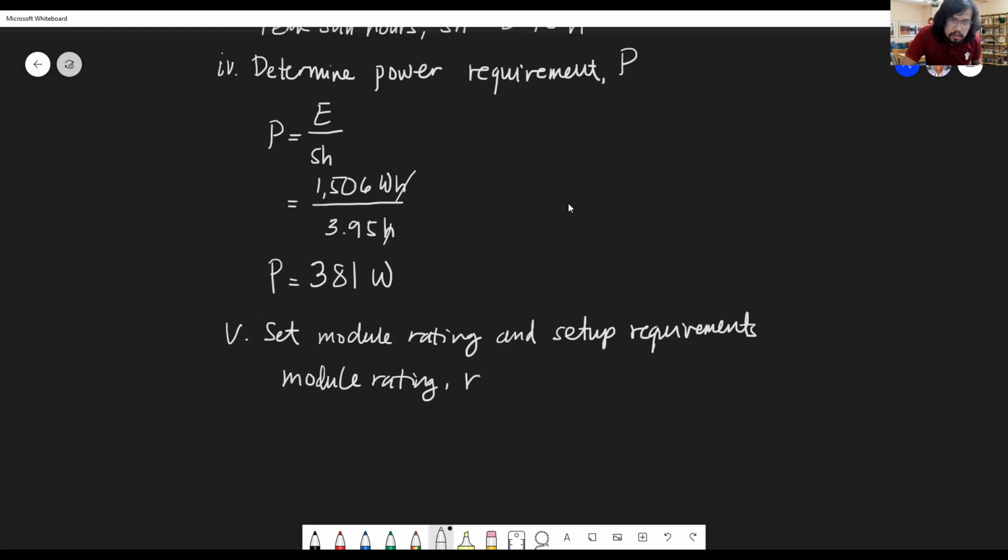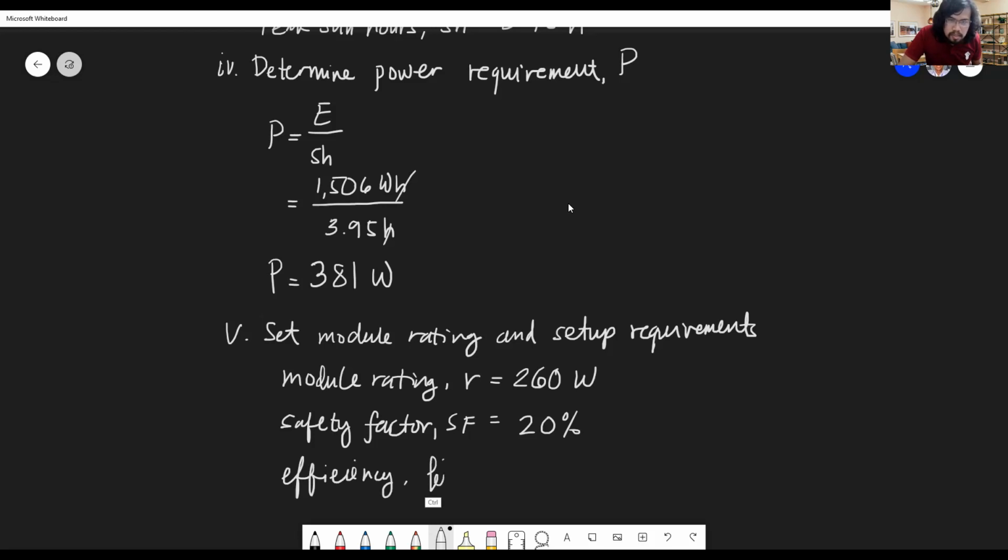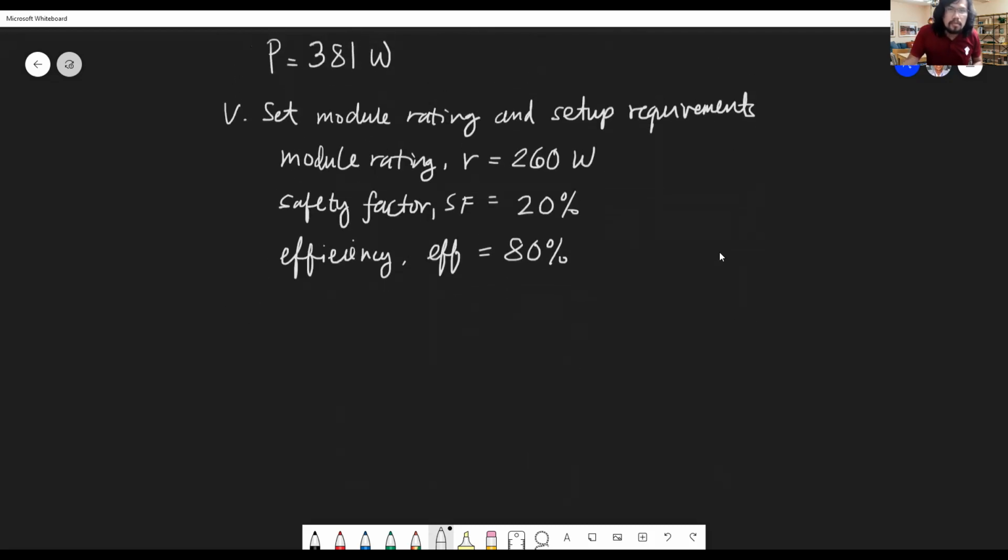We see that this is R equals, let's say one panel or one module is 260 watts. And then we identify a safety factor, SF equals 20%. And then the efficiency of the system, let's write it as EFF at 80%. So we get now, after this, the result for the number of panels.